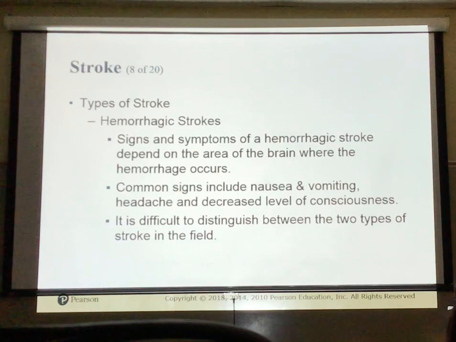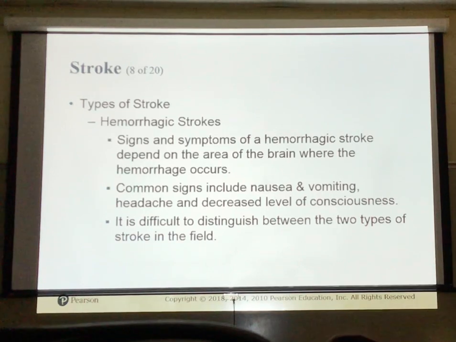All right, types of strokes. You have hemorrhagic stroke. Some of the common signs and symptoms: headache, nausea, vomiting, weakness to one side of the body, decreased level of consciousness.